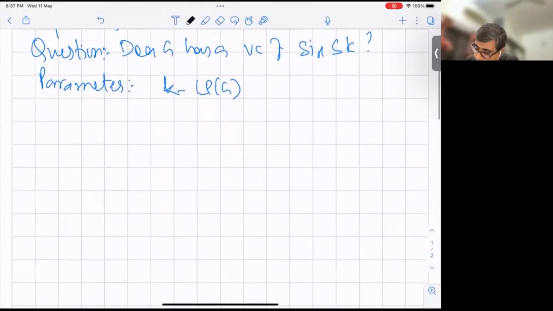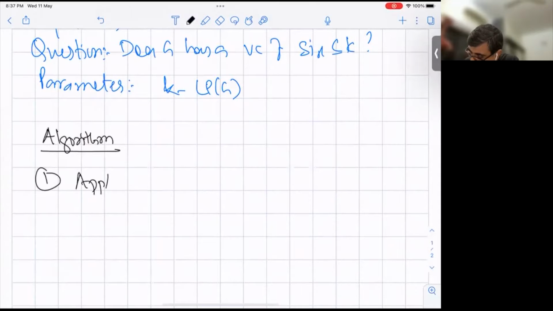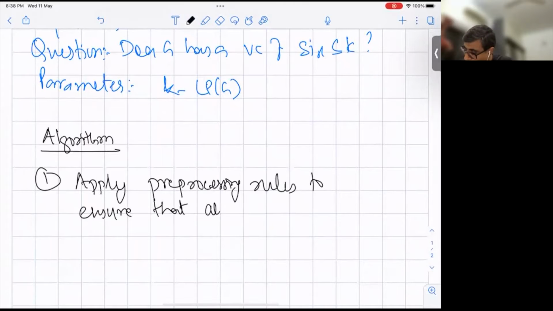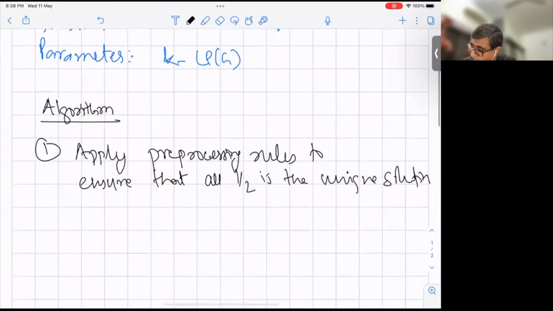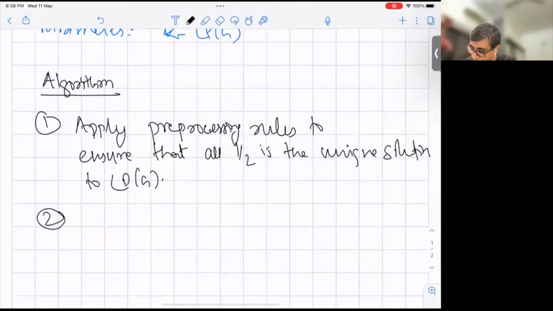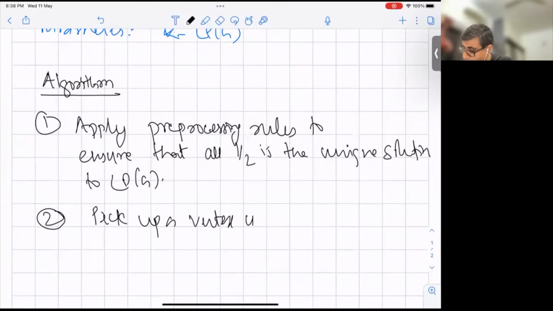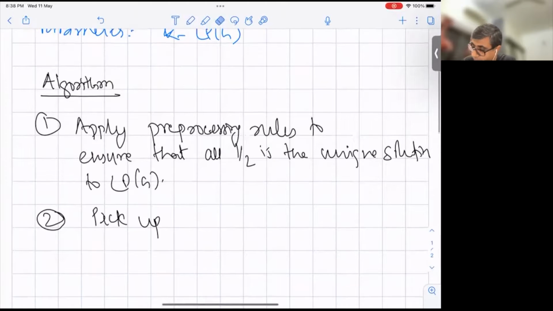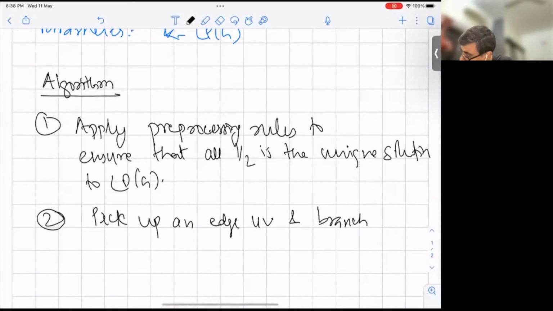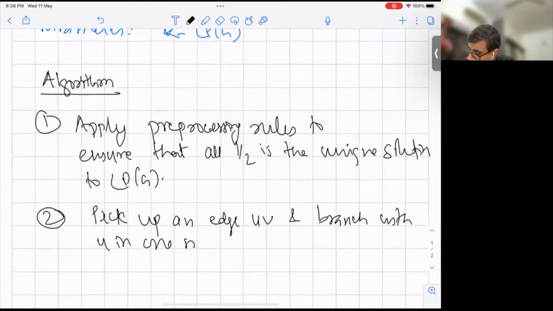So what algorithm was it? The algorithm was: apply preprocessing rules to ensure that all-half is the unique solution to LP of G, and then pick a vertex u, pick an edge uv, and branch with u on one side and v on the other side.